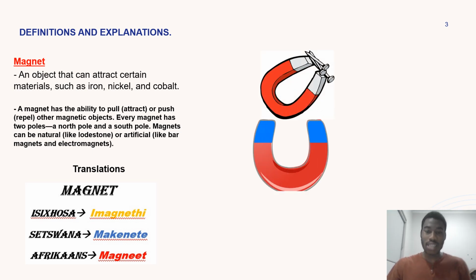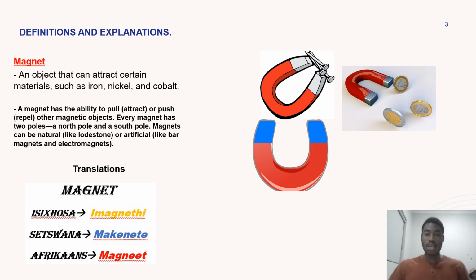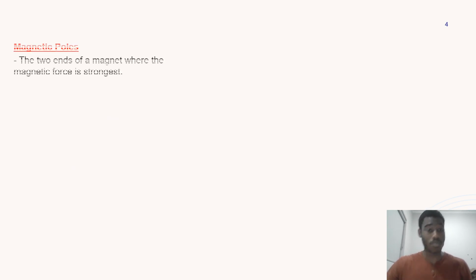Now, some of the examples that we have for magnets, you can see there we have bar magnets. You can see one of the magnets is actually attracting some nails, and then you have your other magnet attracting some coins there. So let's get into the second word, which is magnetic poles.